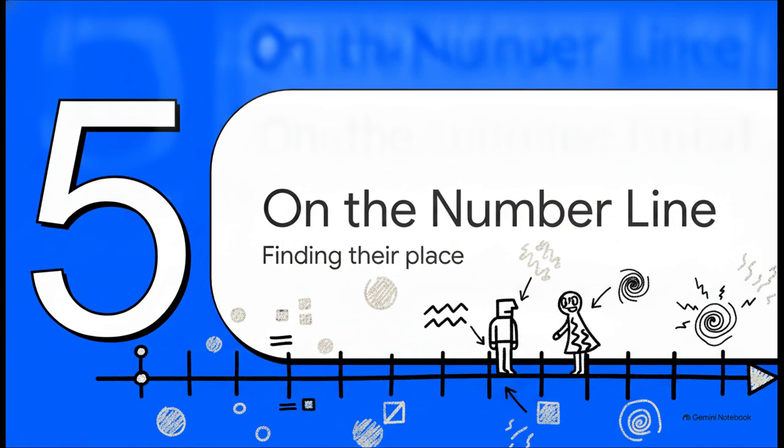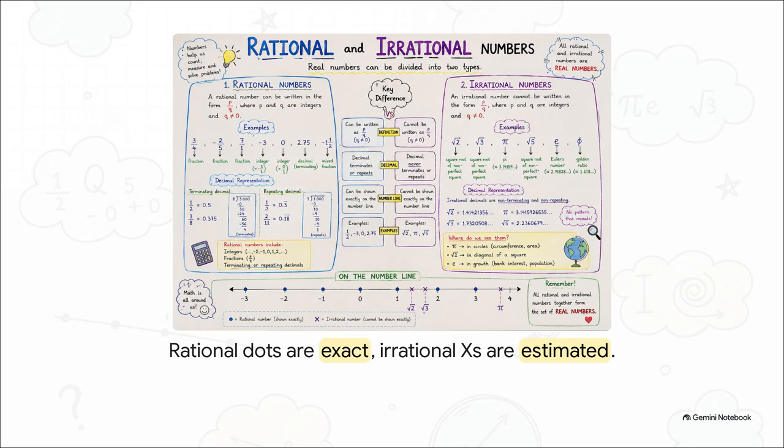Section 5, plotting on the number line, finding their place. Now, what's really fascinating is how we're forced to represent these numbers visually. The rational numbers like -3, -0.5, 0, 2.75, they get exact, solid blue dots. We know precisely where they live on this line. But the irrational numbers, things like the square root of 2, pi, or the Golden ratio, they just get an x. And that's because their decimals never actually end, so we can only ever pinpoint an incredibly close estimate of their position. We literally can't nail them down perfectly.